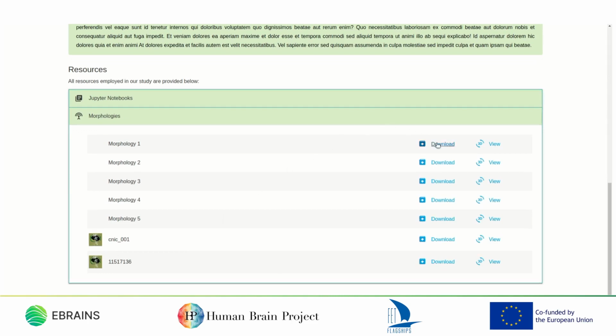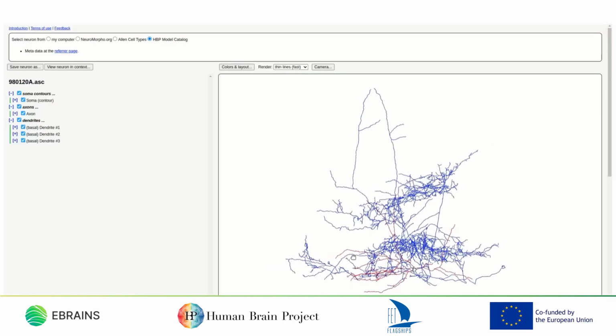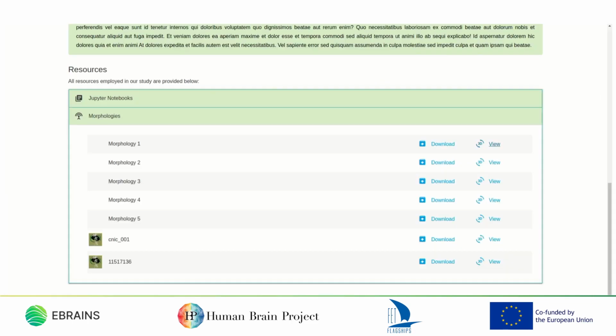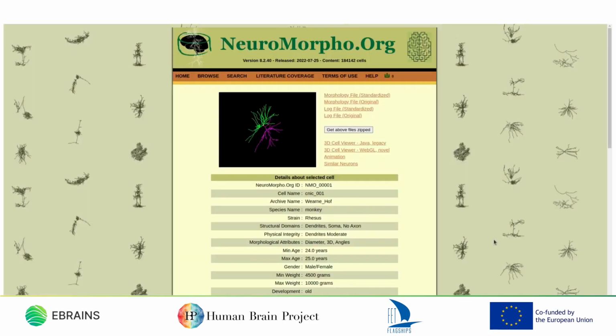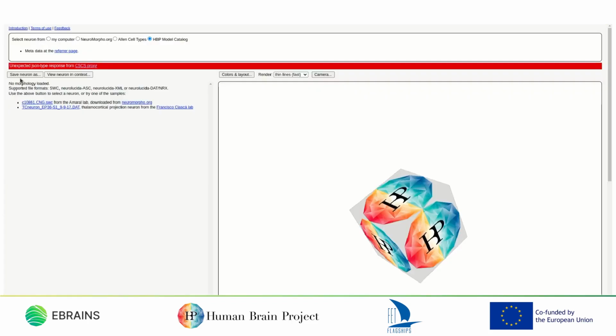You can download each of these files or have them visualized in 3D using the integrated tool. For the entries imported from neuromorpho.org, the View button would redirect users to the relevant page on that website. Note that for security reasons, the 3D Morphology Viewer only allows for loading of resources from certain domains. So if you find that your file is not being loaded and you see an error message such as this, this could be the cause. In such cases, do not worry.